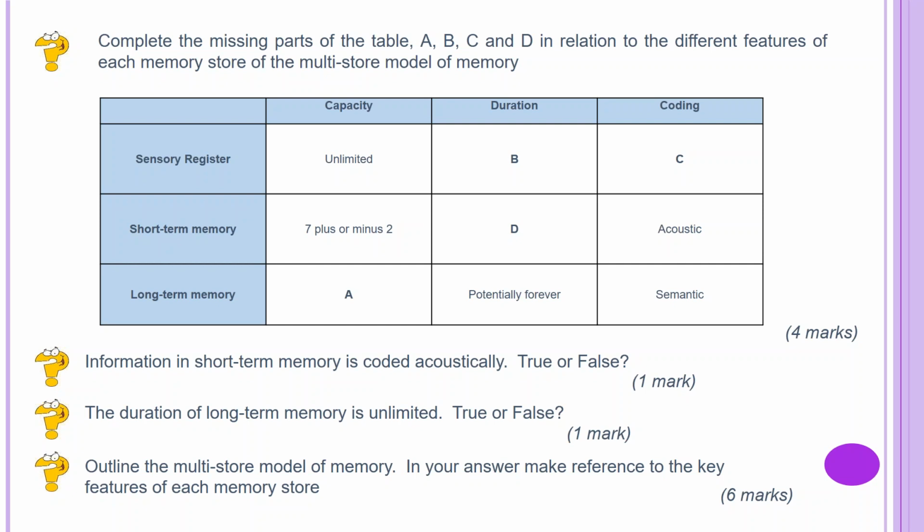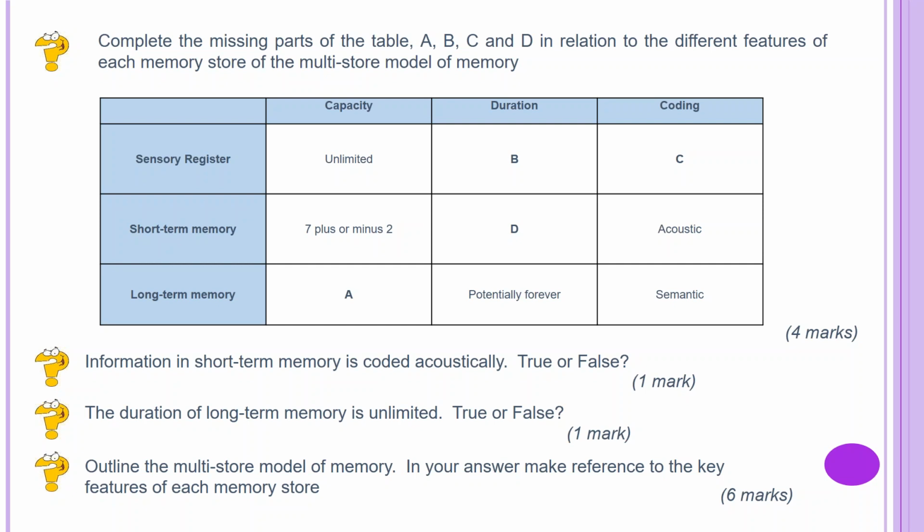In terms of the SR, information is coded by each sense, and as such is modality specific. The coding of short-term memory is acoustic, i.e. based on the sound of the word, and for long-term memory it's semantic, i.e. based on the meaning of the word. Secondly, capacity. This is the measurement of how much the store can hold. The capacity of the SR and LTM is said to be unlimited, whereas the STM is said to have a limited capacity of 7 plus or minus 2.